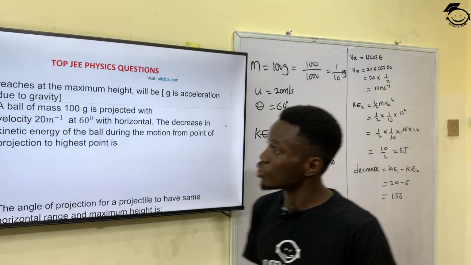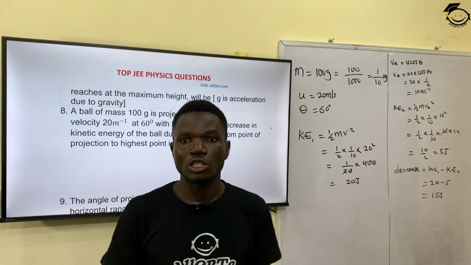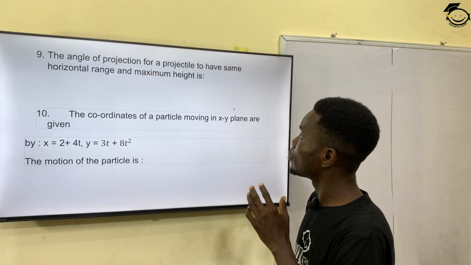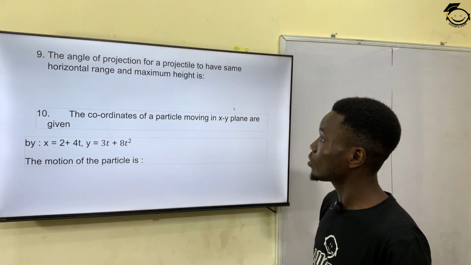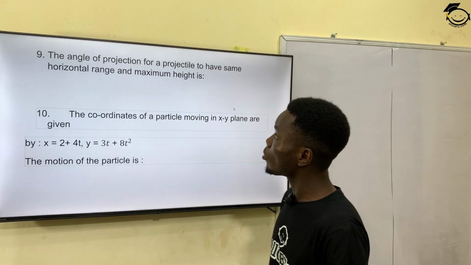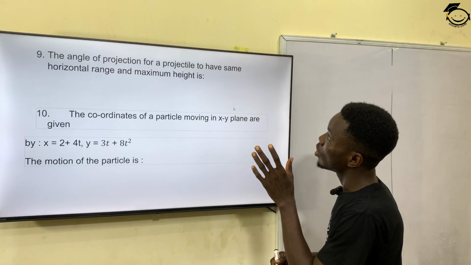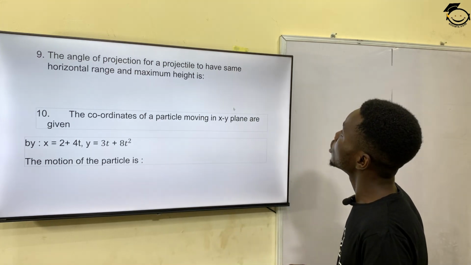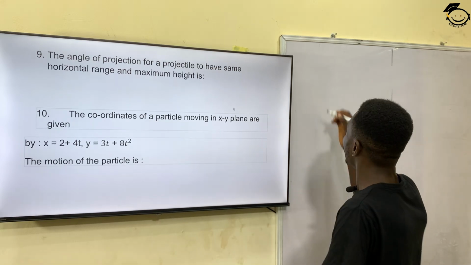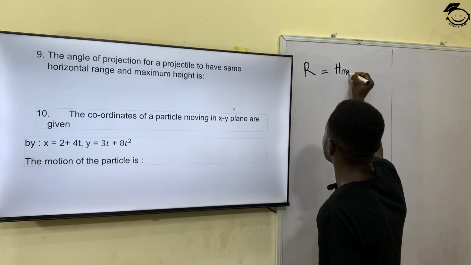So at the end of question number 8, our correct answer to question number 8 is what? 15 joules. Moving on to question number 9, it says the angle of projection for a projectile to have the same horizontal range and maximum height is dash. So we're trying to find the angle of projection for the horizontal range and the maximum height to be the same, which means we're equating our range to our maximum height.